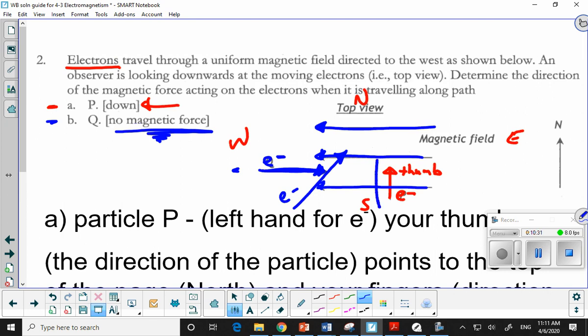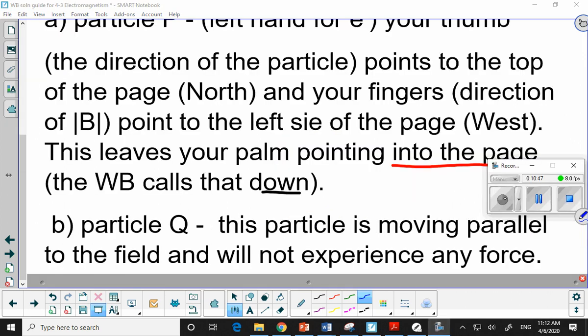The maximum force is going to be perpendicular, either coming from the bottom or coming from the top, from the south or north in this case. We could figure that out. It just takes a little bit of trig. We don't bother. So if you'd like to copy that out, for B, particle Q, this particle is moving parallel to the field and will not experience any force. So take a minute, hit pause, and copy that down.